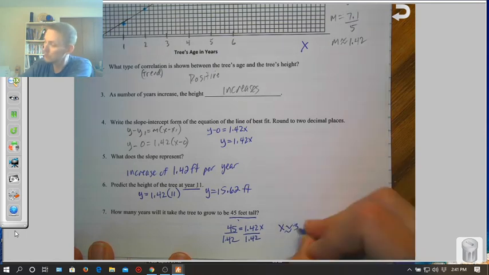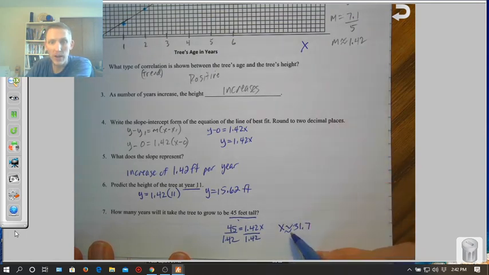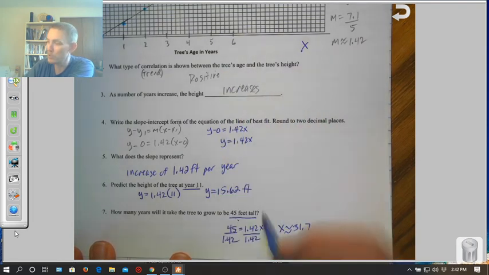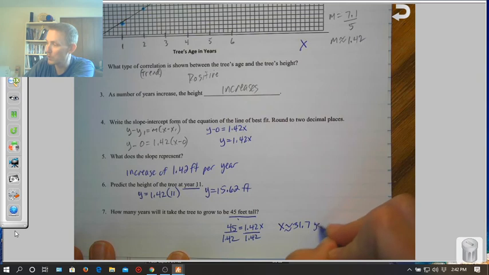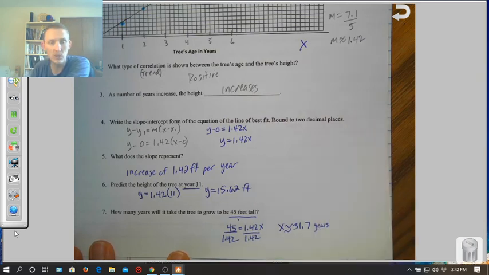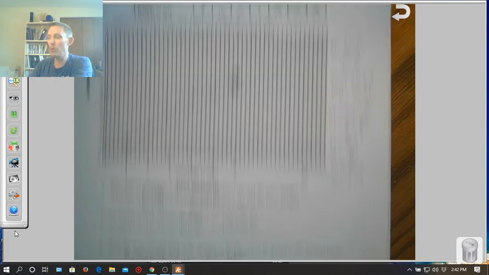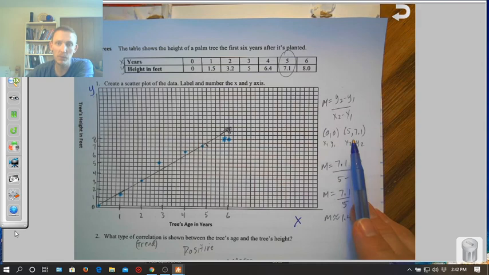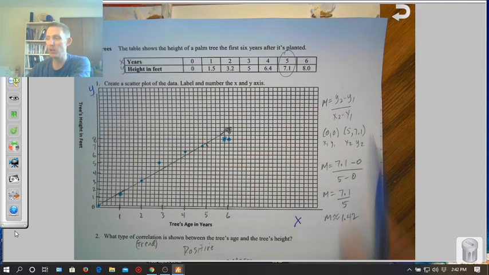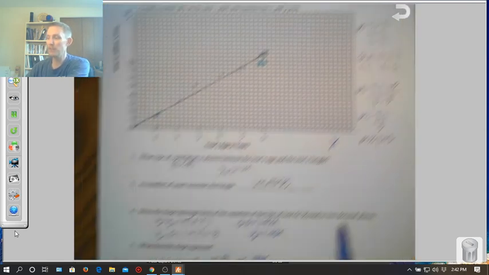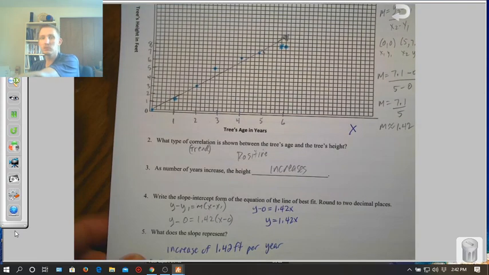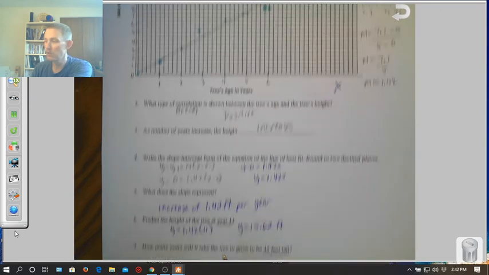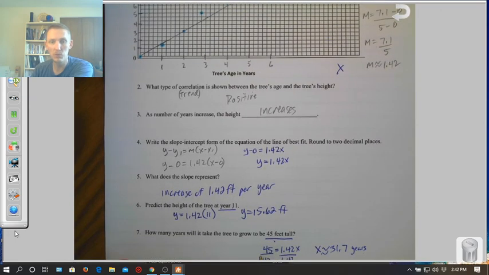What did the letter x stand for? Well, the letter x stood for years. So this is approximately 31.7 years. So again, to recap what we did, we took the table and created our scatter plot. After creating our scatter plot, we found the slope and we used the calculator to help us. After finding the slope, we built our equation. And I built my equation here, and then I used it to solve given the clues.